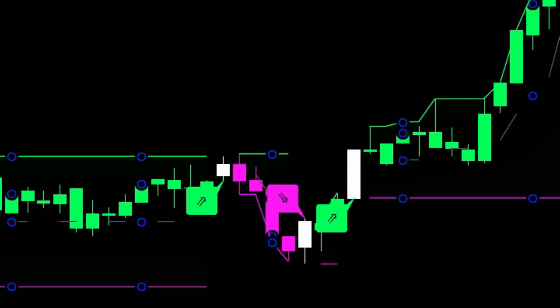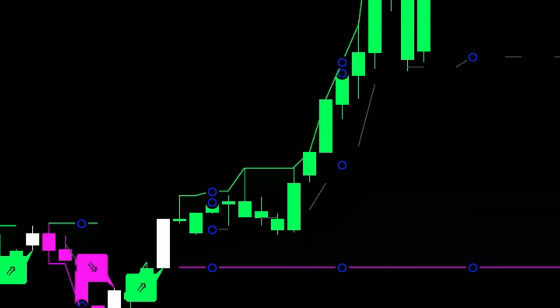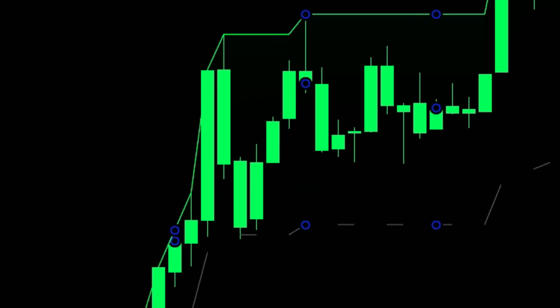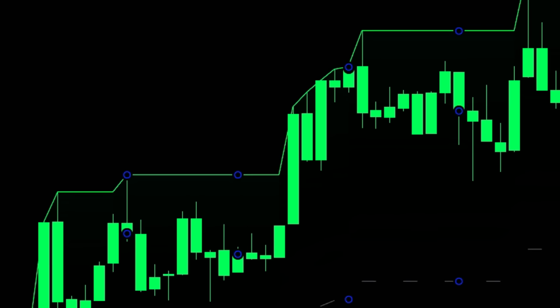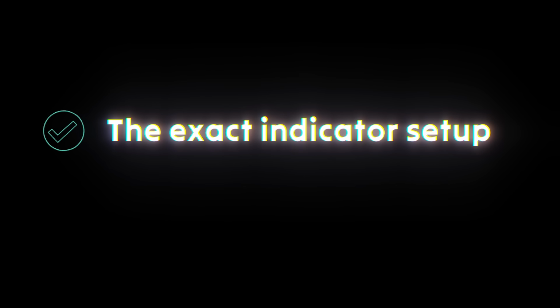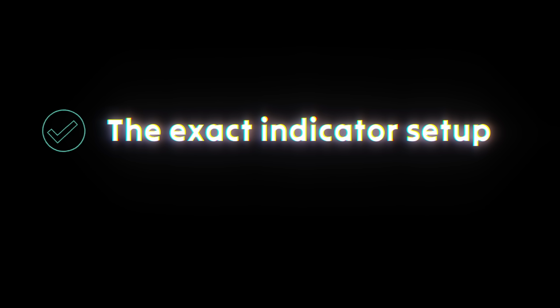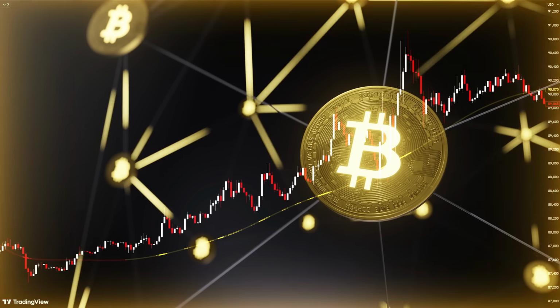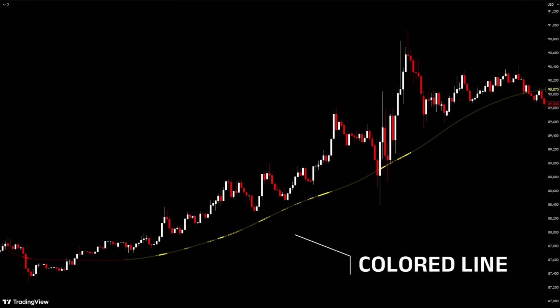On this chart, I'll show you how to identify the market direction, ignore low potential signals, and only trade when everything is aligned. At the end, I'll show you the exact indicator setup that makes this work, because without that, none of this matters. Now look at the Bitcoin chart. Focus on the color line on the screen. This line is the foundation of the entire strategy.